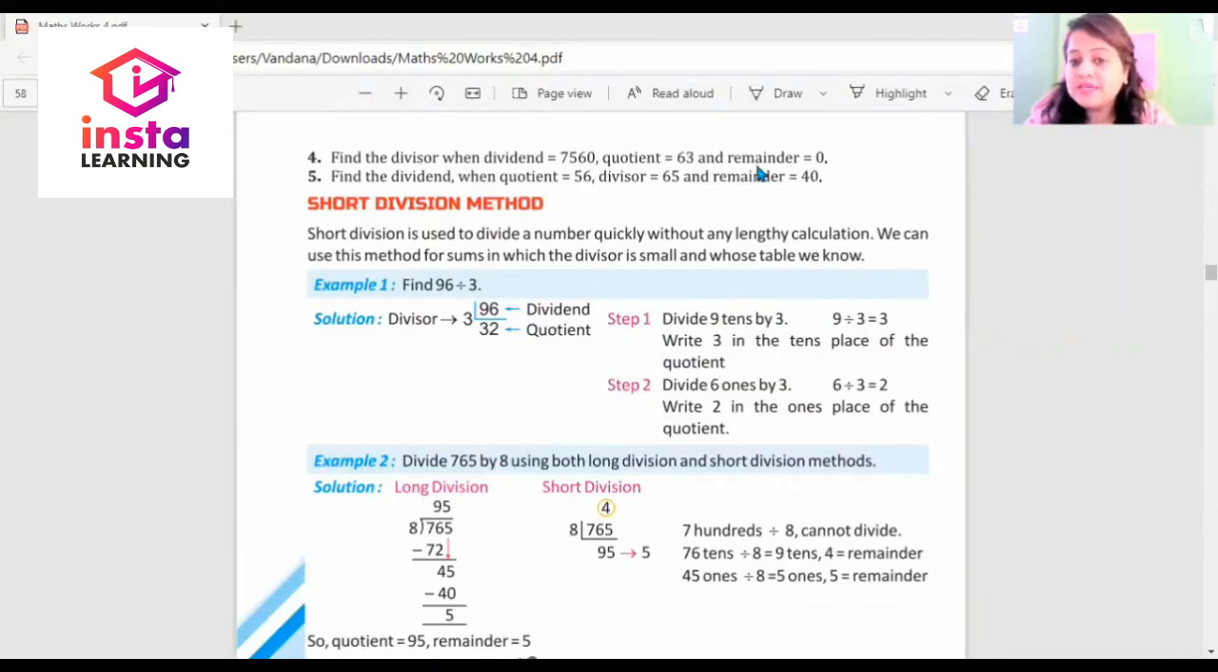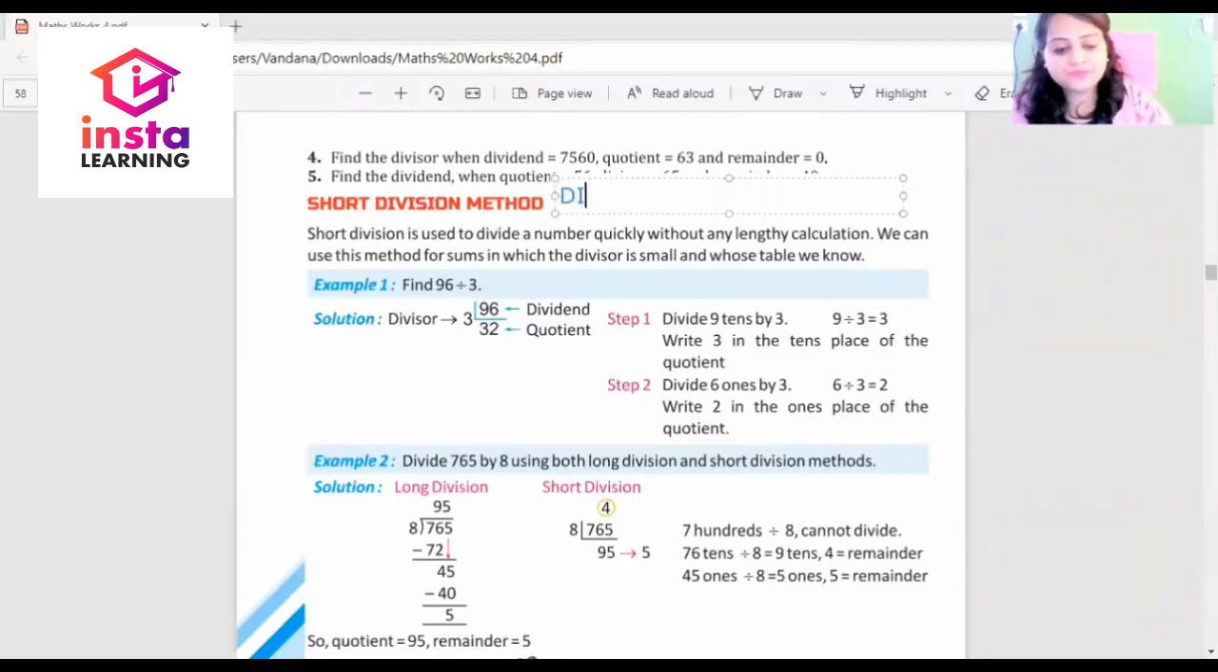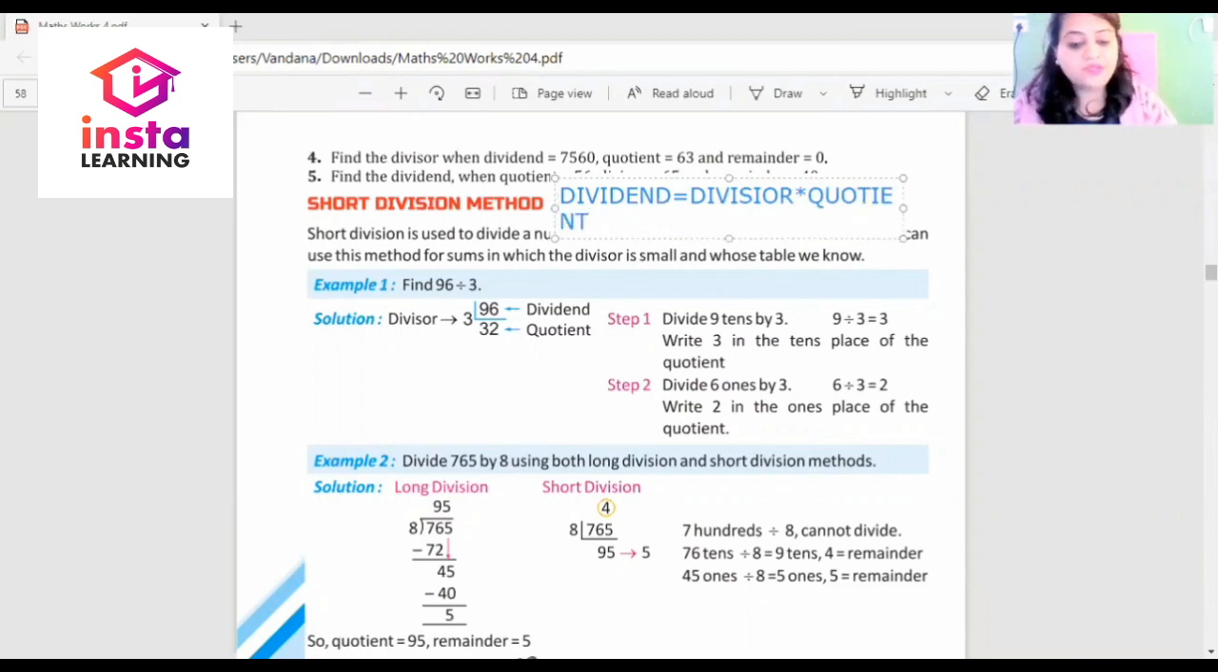When dividend is 7,560, quotient is 63 and remainder is 0. So, students, just remember the formula first and put the values accordingly. Okay, so take out your notebook and write the formula first. Your formula is dividend is equal to divisor multiplied by quotient plus remainder.